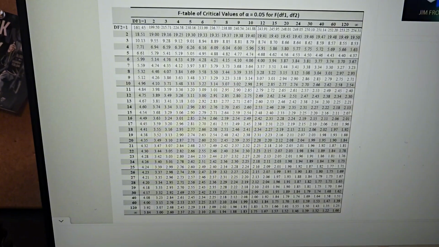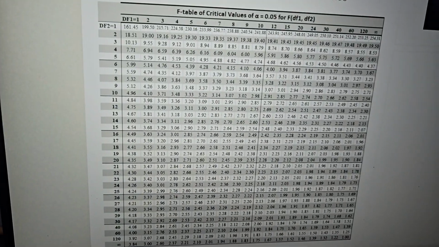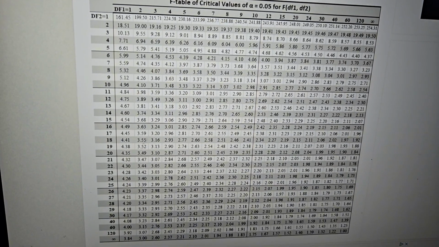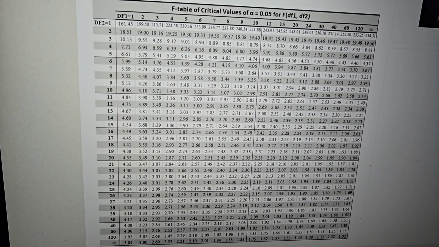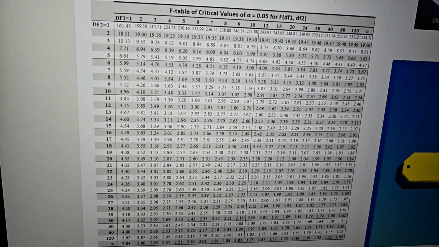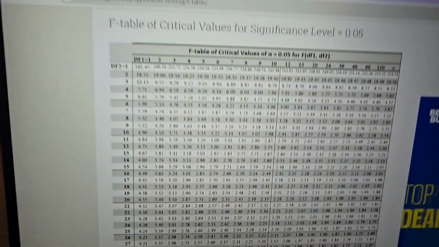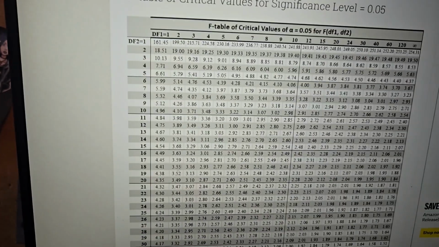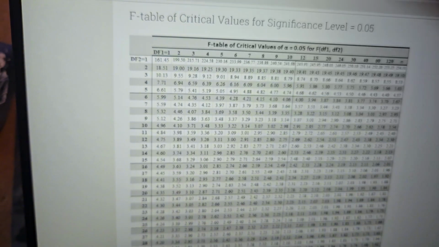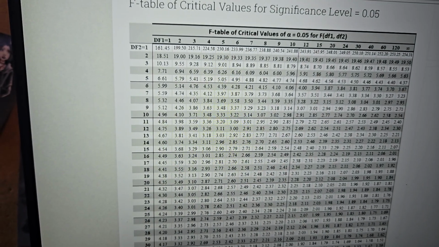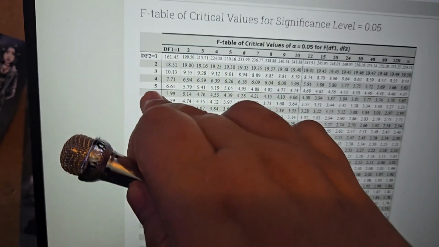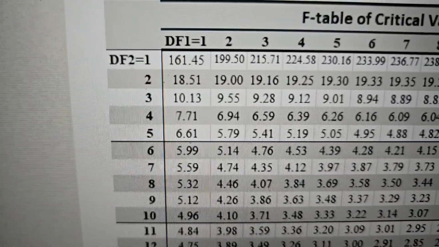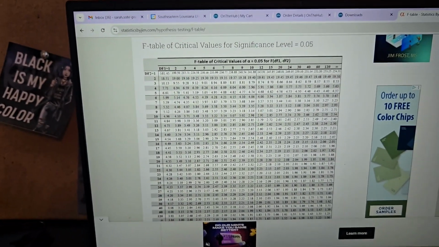All right, so how do we look up our critical F? You can see how there are numbers on the top row and numbers down the vertical column. Those are based on degrees of freedom. And so on the top, we look for our degrees of freedom between. So remember, we had 2 for our degrees of freedom between. So I'm just going to have to point old school. 2. All right. And then we find our degrees of freedom within, which was a 6. We find that on this column here. So we see that 5.14. 5.14 is our critical F.